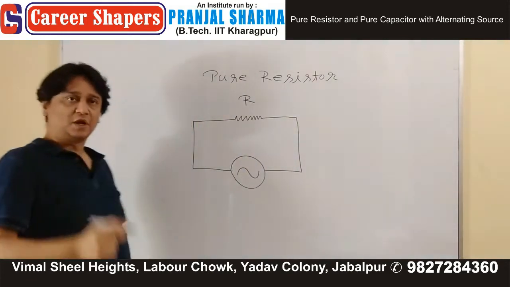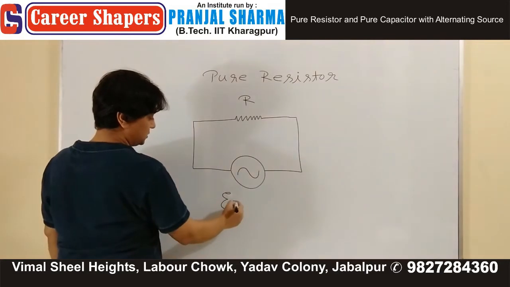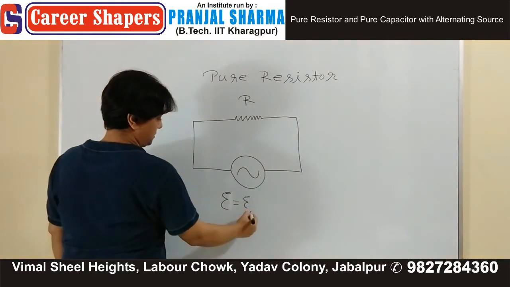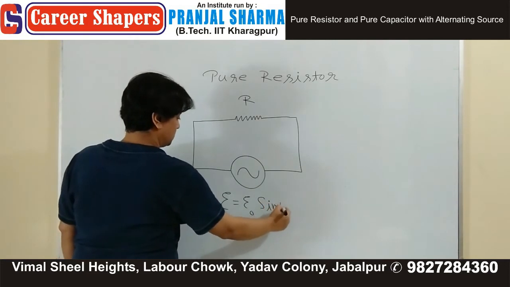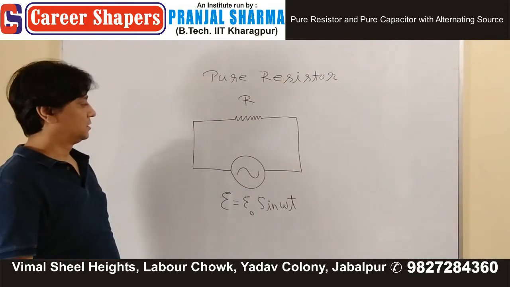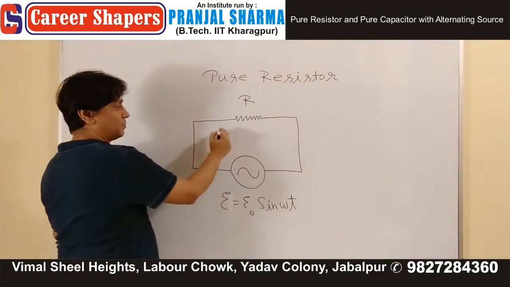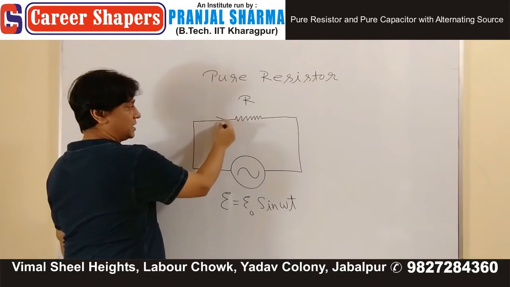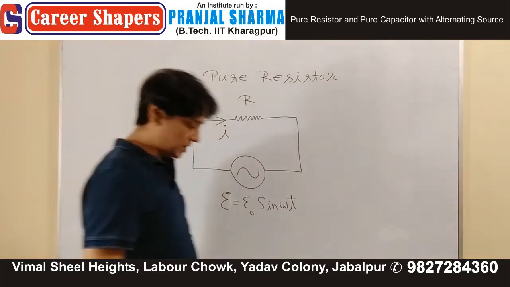And we have been given that EMF of source is E naught sine omega t. We need to find current in this resistor.